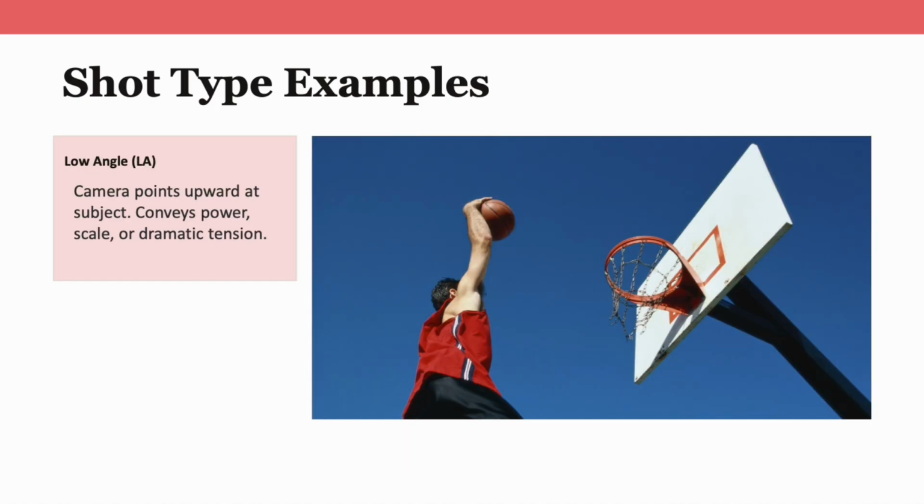Low angles create power. In this example, the camera is near the ground looking up at a dunk shot. There is power in the scale and dramatic tension in the movement.